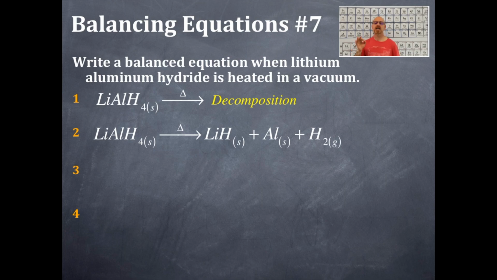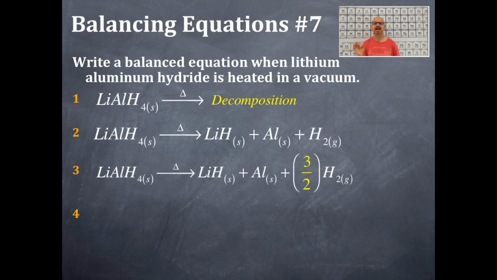So I'm going to multiply by a 3/2 in front of the hydrogen. So 3/2 times 2, that's because of the H2. 3/2 times 2 is 3. So 3 plus the 1 in lithium hydride is 4. So this equation right now is actually balanced.